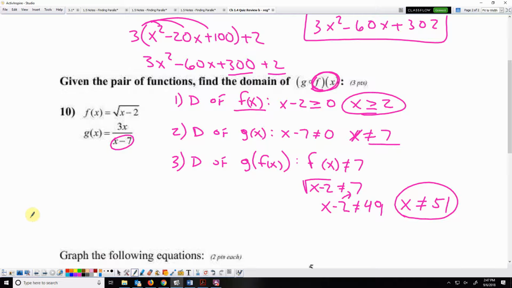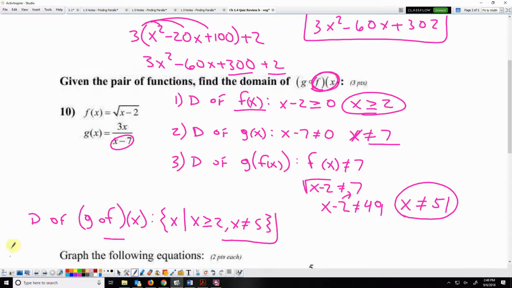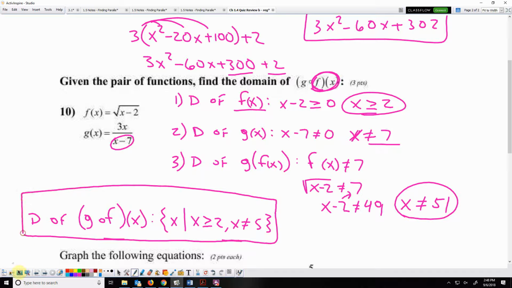So the final domain, and I'm going to write this in the formal way, domain of g of f of x is the set of all x such that x is greater than or equal to 2, but x does not equal 51. So I've written a domain that satisfies the inner function and the composition of the functions.